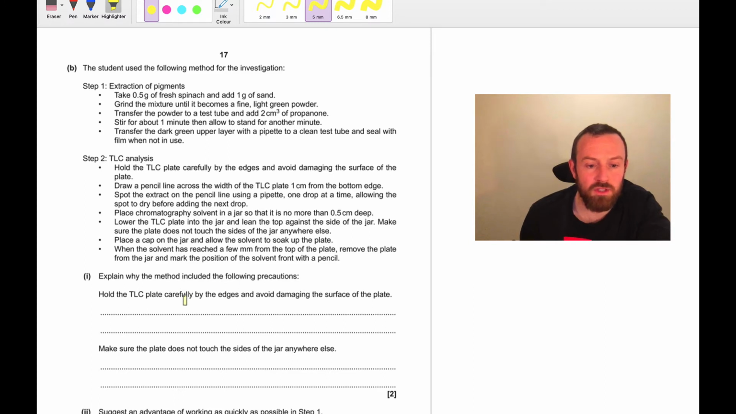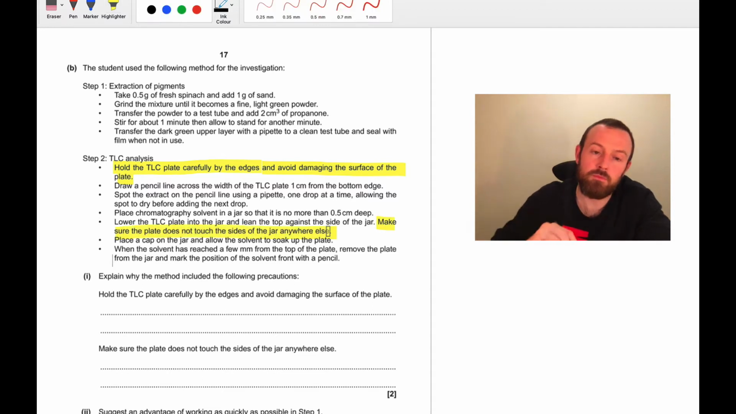Explain why the method says: hold the TLC plate carefully by the edges. So where is that? Hold the TLC plate carefully by the edges and avoid damaging the surface of the plate. So it tells you right here, avoid damaging the surface of the plate. And the next one, make sure the plate does not touch the jar. Here we go. Okay, well, the answers here are relatively simple.